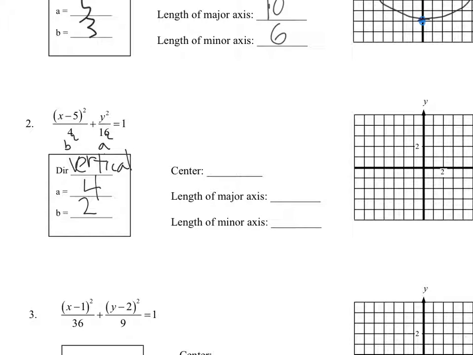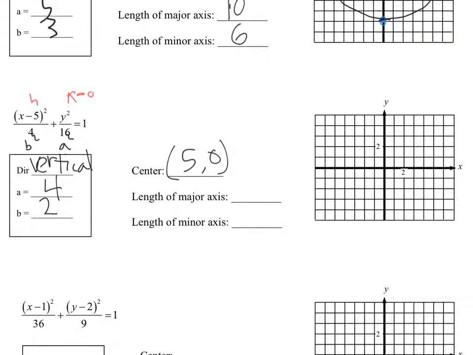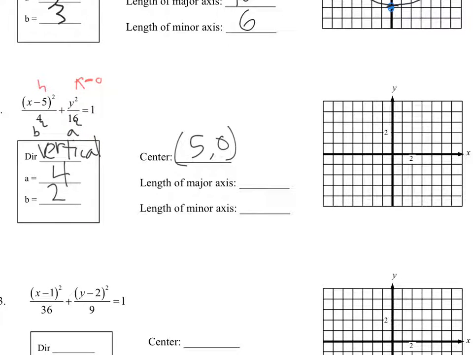The center, okay, so here is your h, and your k is not listed, so the k must be 0. So therefore, our center is 5, 0, okay? And we'll go ahead and answer that question, the length of the major and minor, in just a sec. So first of all, if the center is at 5, 0, 1, 2, 3, 4, 5, 0, okay?